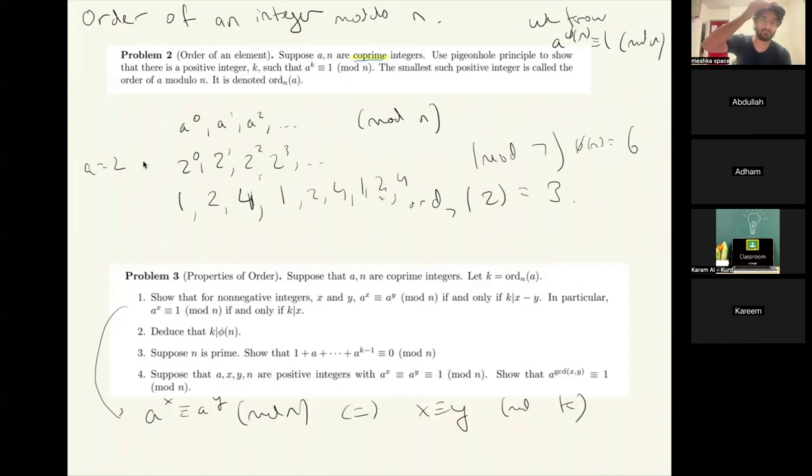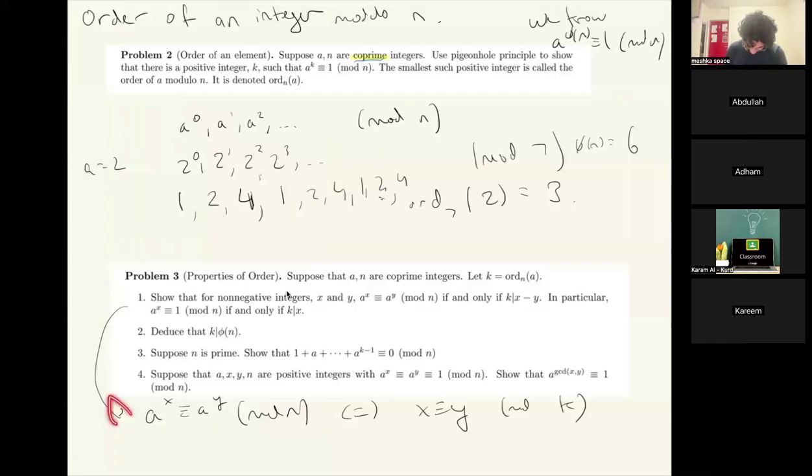Maybe I'll first start with this. Why does the order even exist? I skipped problem 2. Why do we even have an order? Oh, it's obvious, right? It follows from Euler's theorem. We can also do it using the pigeonhole principle. Actually, I'm saying something ridiculous.